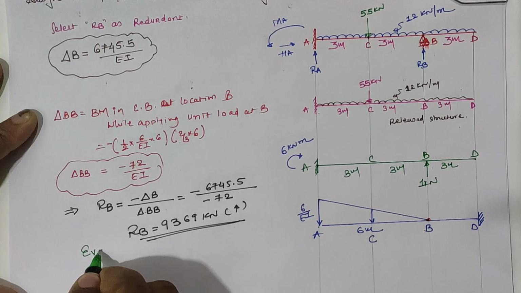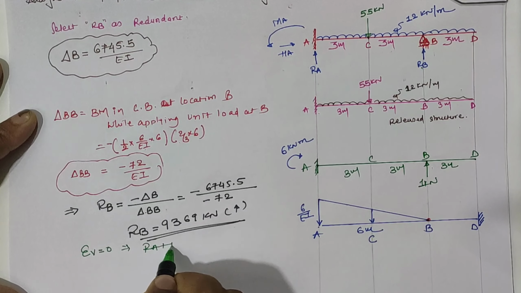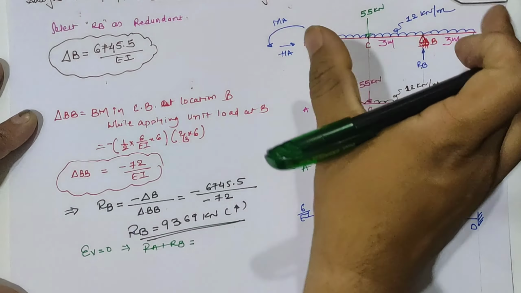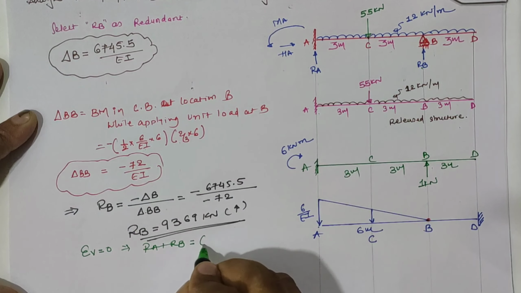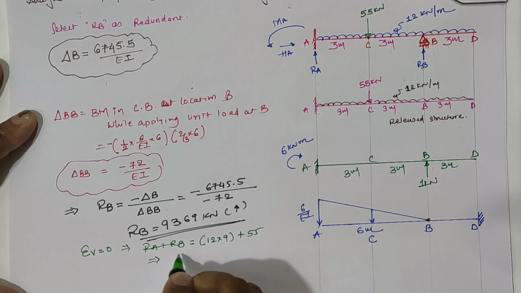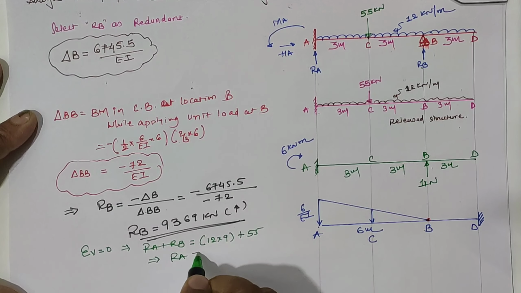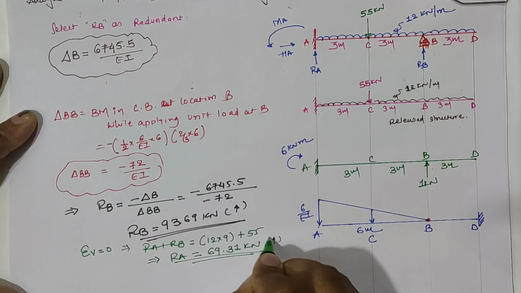Now if we take sigma V equal to 0, then RA plus RB in the upward direction must be equal to 12 into total distance in the downward direction, so 12 into 9 plus the point load of 55 kilonewton, and if we put the value of RB as 93.69, we have RA equal to 69.31 kilonewton.